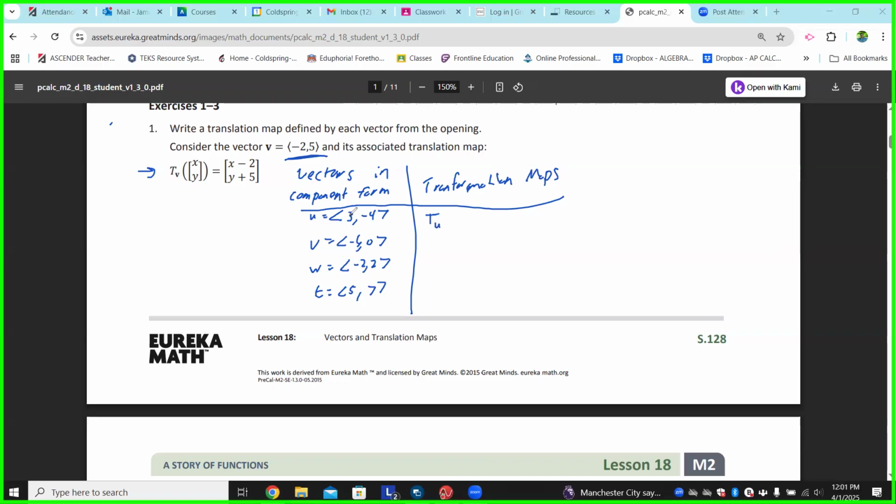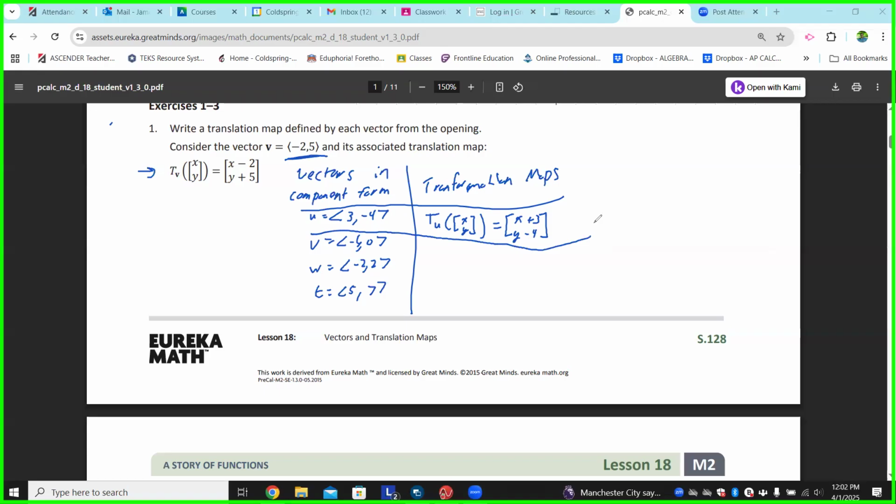It's in the form of XY. So I would just do parentheses, bracket, XY. It does get different when you are dealing with 3-dimensional. And then I'm going to write out this little matrix here. So this would be X plus 3, because that's what I would do if I wanted to use the U to move a different map somewhere. And then this would be Y minus 4.